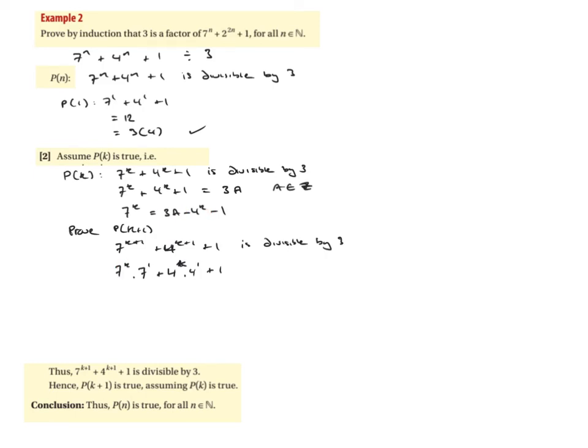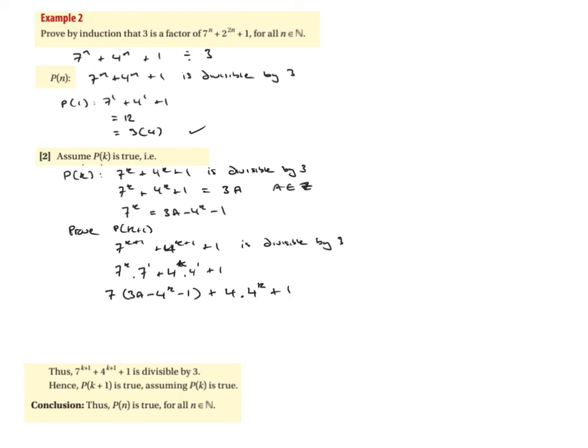So this here is going to change to this here. And you notice this is multiplied by 7, so we're going to stick a 7 in front of the bracket. So what I have now is 7 times 3a minus 4 to the power of k minus 1, plus 4 to the power of 1 multiplied by 4 to the k, so that's 4 multiplied by 4 to the power of k, and then we have the plus 1 as well.